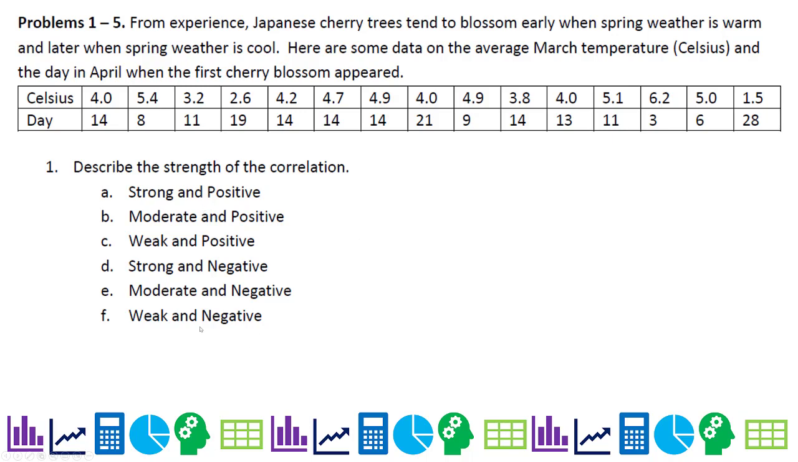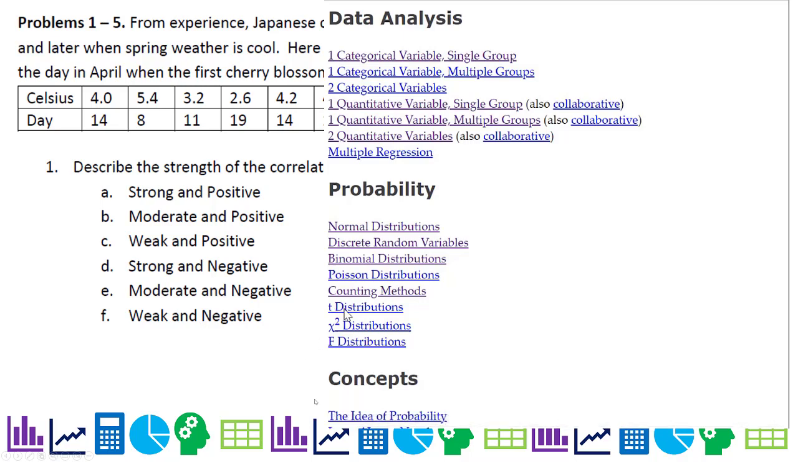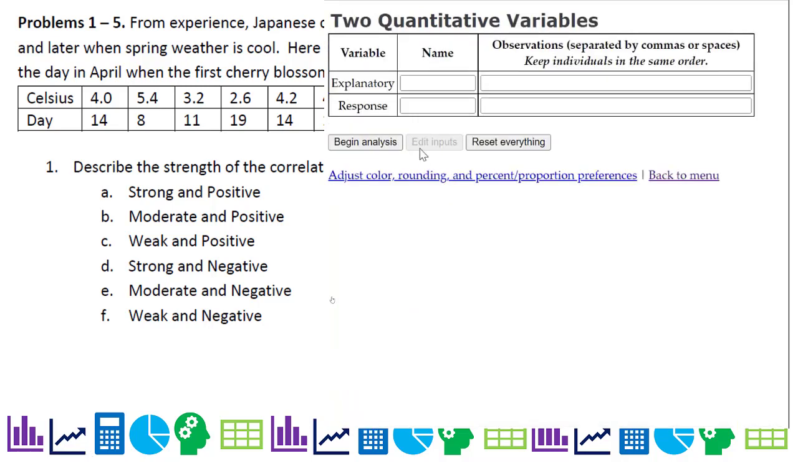So let's go ahead and we're going to look at the data two ways, one with Statplet and one with the TI-84. Okay, to plot a scatter plot, let's go ahead and go to two quantitative variables in Statplet. Explanatory is Celsius. And again, you can put a comma if you like, not necessary. So I'm typing in all the data.